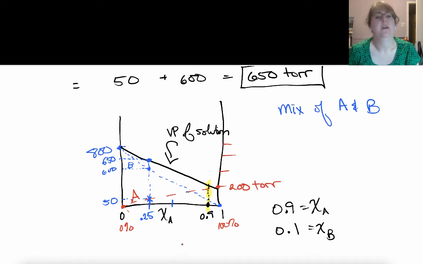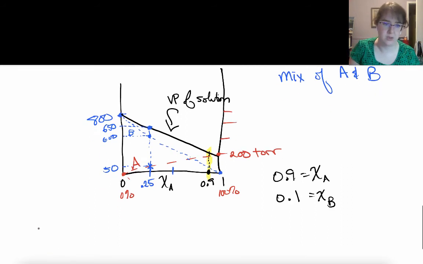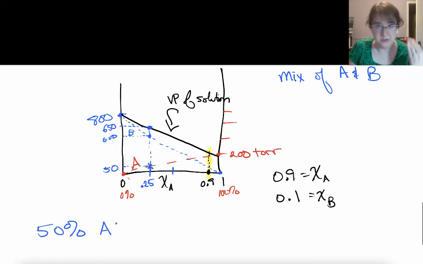So that being said, one of the questions we often ask is trying to investigate what would happen if you had 50% A and 50% B. Now, here's the weird thing. When you say 50% A, this is almost always referring to the mole fraction of the liquid.